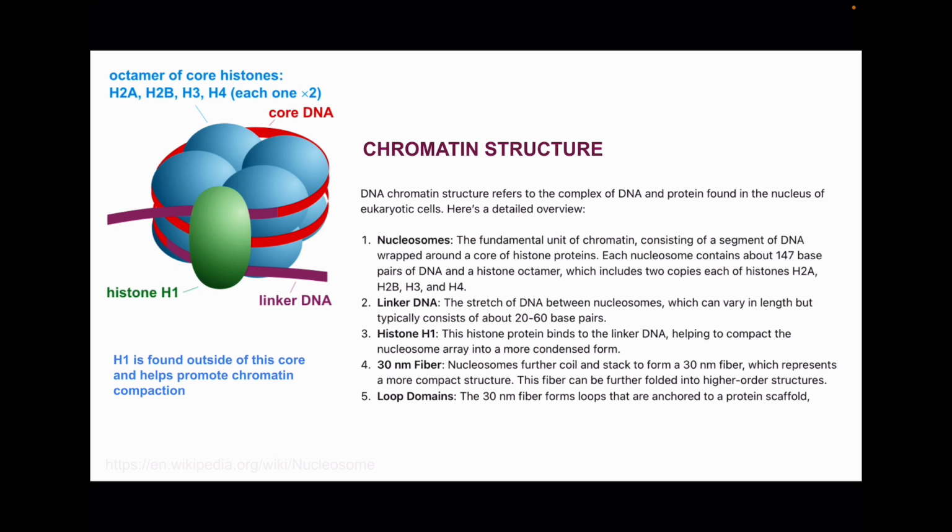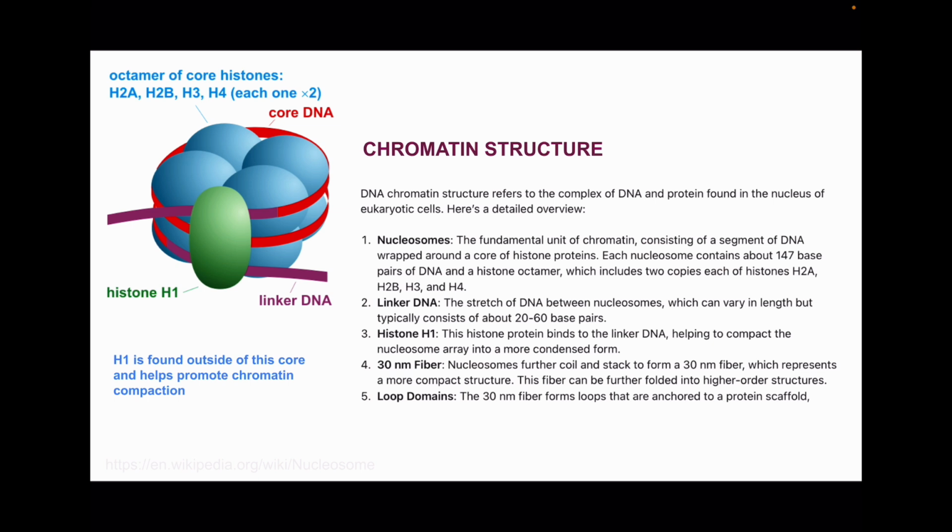So, looking at the chromatin structure, DNA chromatin structure refers to the complex of DNA and proteins found in the nucleus of eukaryotic cells. And now we'll go into a detailed overview. What are nucleosomes? They are the fundamental unit of chromatin. It consists of a segment of DNA which is wrapped around a core of histone proteins. Each nucleosome contains about 147 base pairs of DNA and a histone octamer, which includes 2 copies each of histones H2A, H2B, H3, and H4.